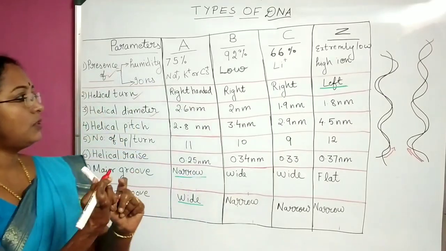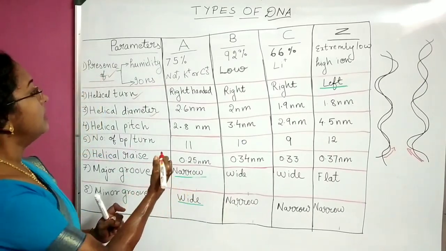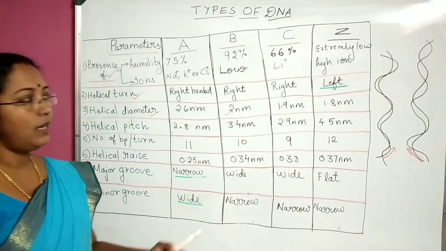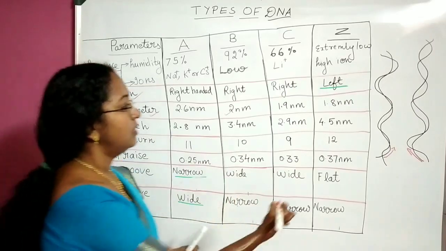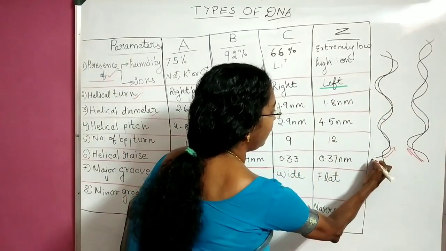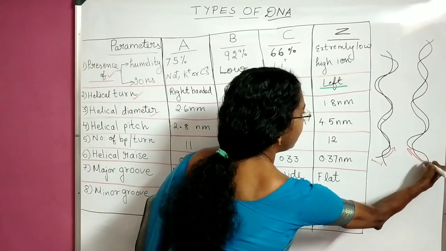The diameter or width or the distance between the two strands, what is that? In the case of B DNA, we all know it is 2 nanometer. Last session I explained to you this width of DNA. That means the distance between these two strands. This is the width of DNA.